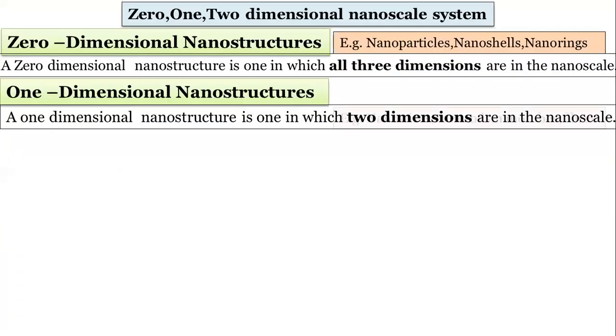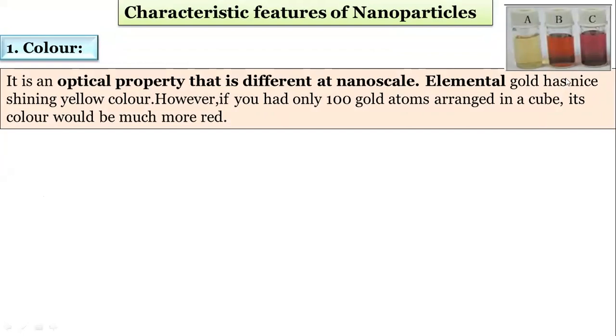So this dimension part is completed. I'm going to start again the characteristics, features of nanoparticles. First one is color. Yesterday I explained this color, but I want to explain it again. Nanoparticles have some characteristics. One is color, meaning by using color you can identify whether it is a nanoparticle or not.